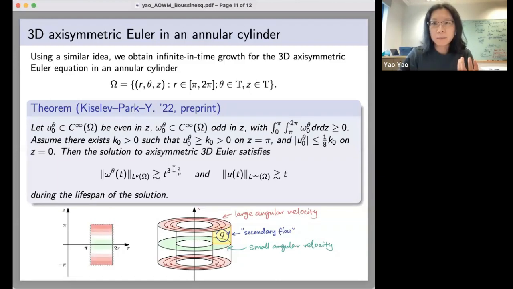So this kind of phenomenon is called the secondary flow, which means that the main direction is this big swirl here, but this kind of flow will be generating some secondary flow in the perpendicular direction. And basically, we showed that as long as the solution managed to survive, as long as it doesn't blow up, then this secondary flow will actually get arbitrarily strong in this sense here, as time goes to infinity.